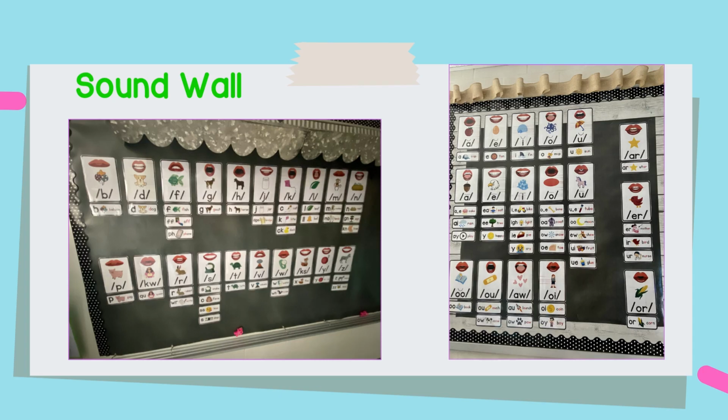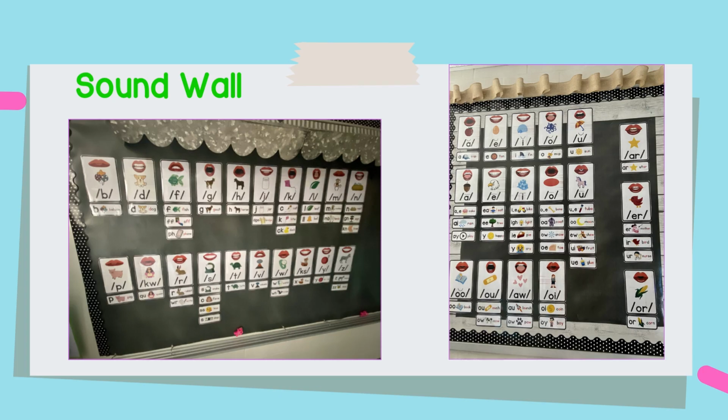So why does a sound wall matter? A sound wall helps students connect speech to print. It helps them understand how sounds are produced. It anchors their learning to mouth formations and articulations with the visuals on the sound wall. It helps build independence during reading and writing. It strengthens encoding and decoding accuracy. It helps develop a deeper understanding of the alphabetic principle.